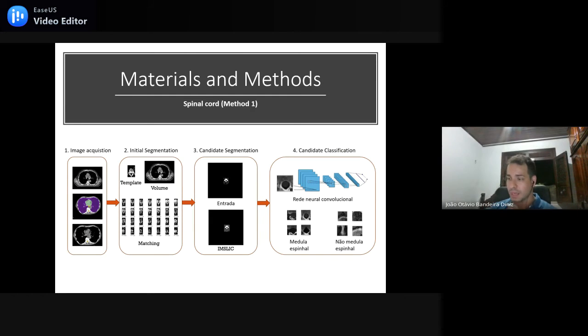For this, we use a technique called template matching. It's a useful technique to reduce the scope of all tomography. Well, the body of the humans has the regions where we know the spinal cord is. So we use this information to make initial segmentation. After this, we use MSLIC to define the candidates to be or not to be spinal cord. After this, we pass these specs to a convolutional neural network, and this convolutional neural network will classify these specs in spinal cord or no spinal cord.